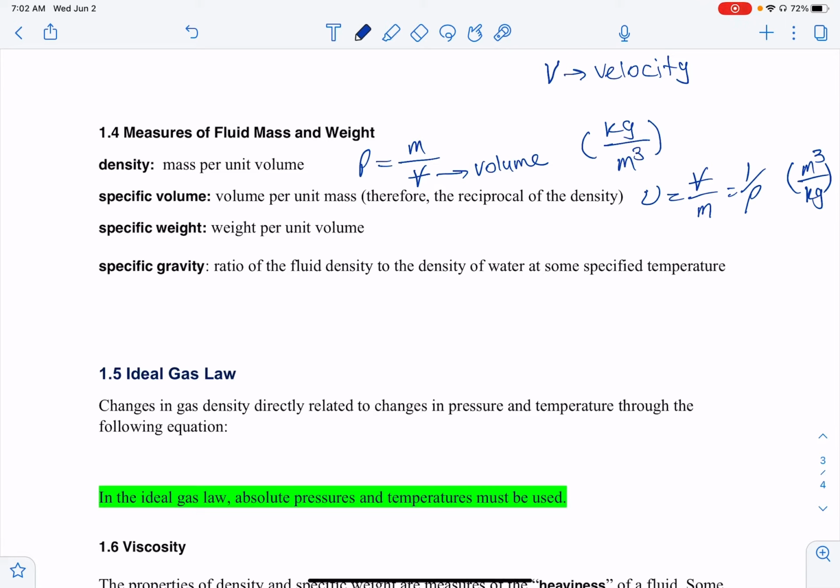So the specific weight is weight per unit volume, and this is the Greek symbol we are using for the specific weight. Gamma is equal to rho g, and the units are Newton per meter cubic, right?